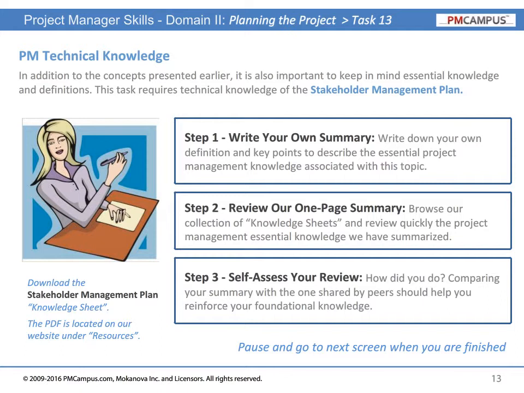Write down your own definition and key points to describe the essential project management knowledge associated with this topic. Step 2. Review our one-page summary. Browse our collection of knowledge sheets and review quickly the project management essential knowledge we have summarized. Step 3. Self-assess your review. How did you do? Comparing your summary with the one shared by peers should help you reinforce your foundational knowledge. Pause and go to next screen when you are finished.